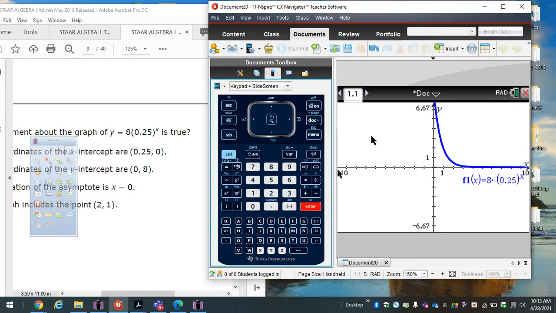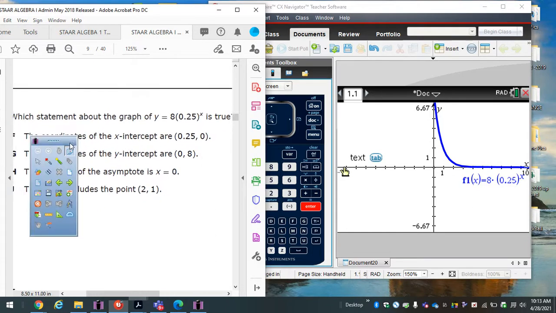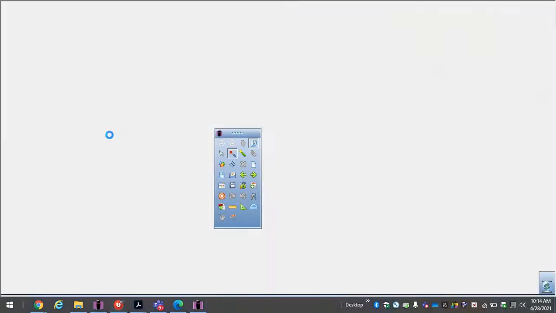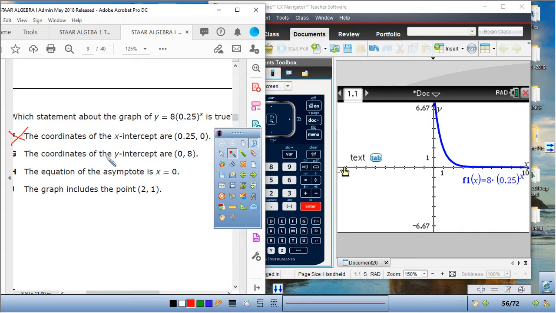All right, cool. So this one actually never touches the x-axis. There's no x-intercept on that one. I don't even know why I didn't see that earlier. The coordinates of the y-intercept are 0, 8. I think that one's correct. The equation of the asymptote is x equals 0. x equals 0 is not this line, guys. x equals 0 is this line. Out.